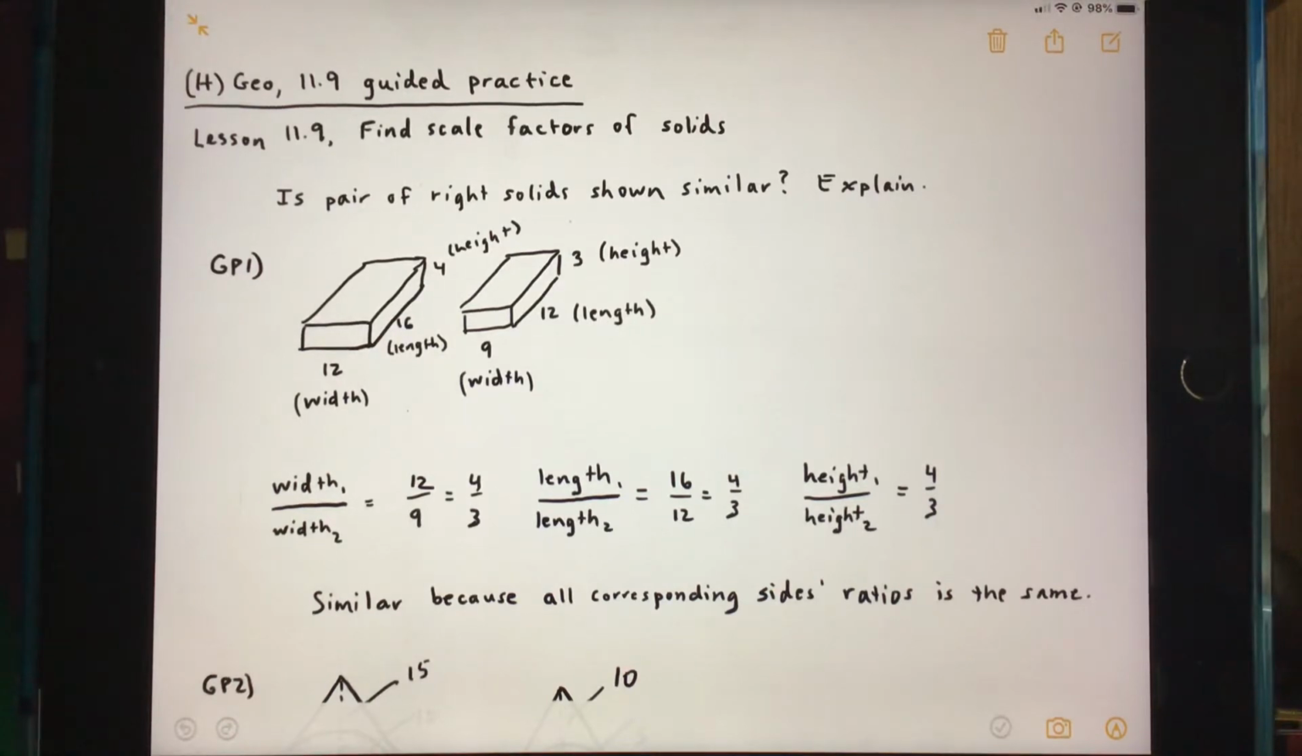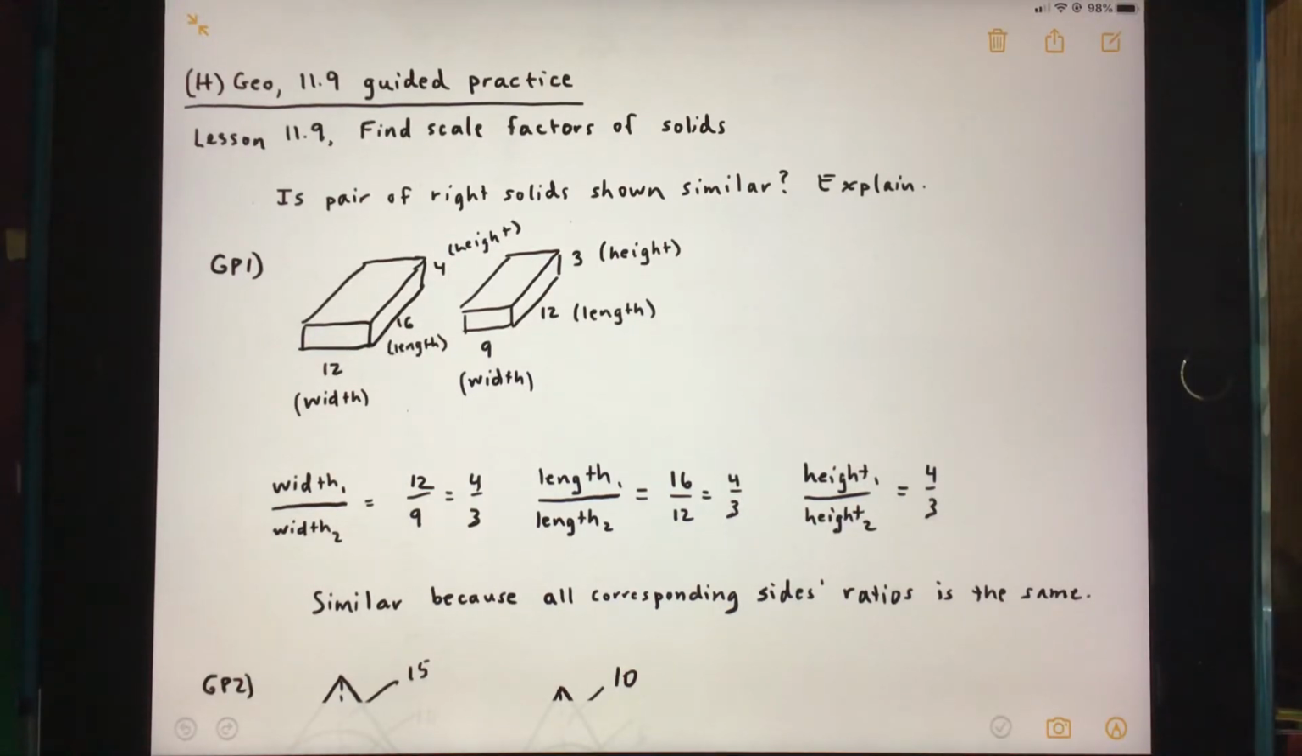So starting with guided practice 1, is the pair of right solids shown similar? And then explain. So we're given two rectangular prisms, and I have marked what we would consider the width, length, and height of both of these rectangular prisms. And we're asked to decide if they're similar. If they are, all of their edges will be in proportion to each other. That is the corresponding edges. So that is width 1 to width 2, length 1 to length 2, height 1 to height 2. When we compare those sides of each of the rectangular prisms, they would reduce down to the same lowest terms ratio. So let's see if that works.